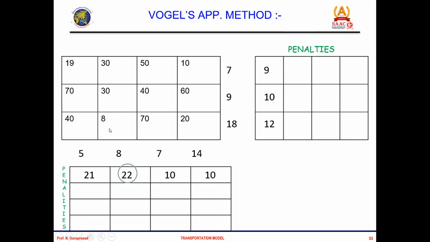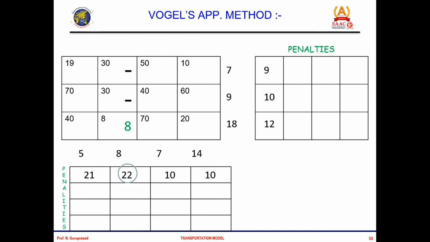In this least cost cell, you are supposed to allocate as much as possible. Obviously, you have to keep your supply and demand in mind. So I will allocate 8 here. Correct? Now once I allocate 8 here, it will take care of my column requirement. So this is what is called the end of the first step in Vogel's approximation method.